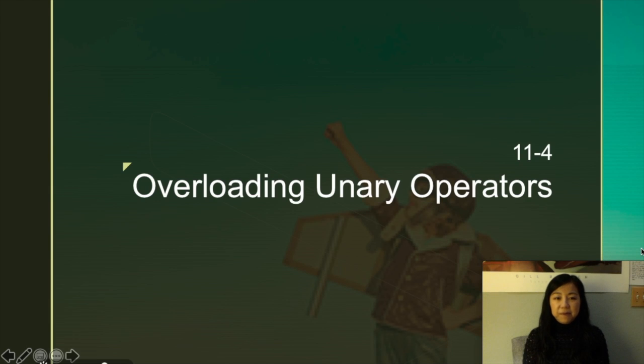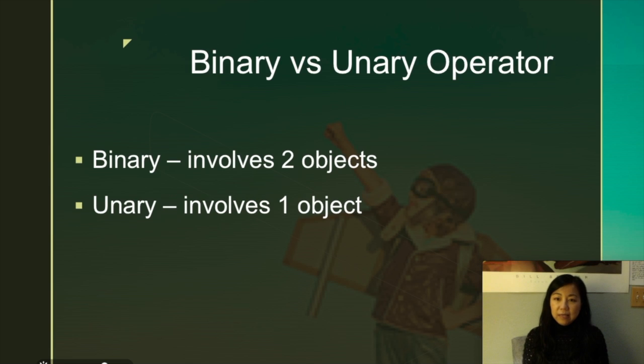Hi class, we are going to talk about overloading unary operators. So what's unary? It just means that it involves one object. Instead of what we saw in the last video, where we were dealing with binary operators, which involve two objects. For example, money 1 plus money 2, money 1 equals money 2.